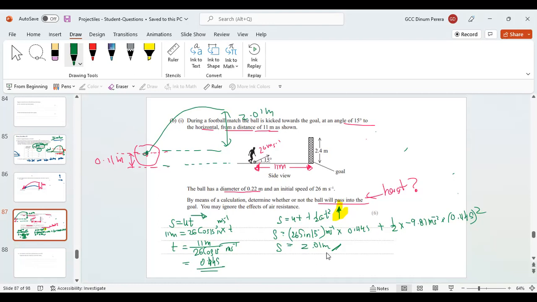You add the diameter to 2.01. So 2.01 plus diameter, which is 0.22, is 2.23. 2.23 is less than 2.4. So the ball is at a height of less than the height of the goal. So it will pass into the goal.